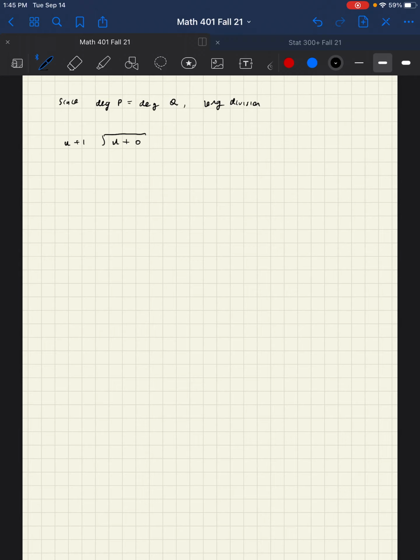Basically, it does this. Write it as u plus 0. So you're dividing u plus 0 by u plus 1. We need to multiply by 1 to give us u plus 1. And the remainder is going to be negative 1. So we get 1 minus 1 over u plus 1, and the integral becomes the integral of 1 minus 1 over u plus 1 du.